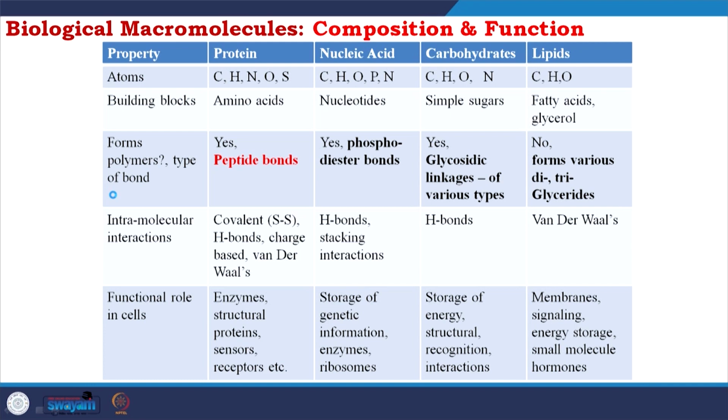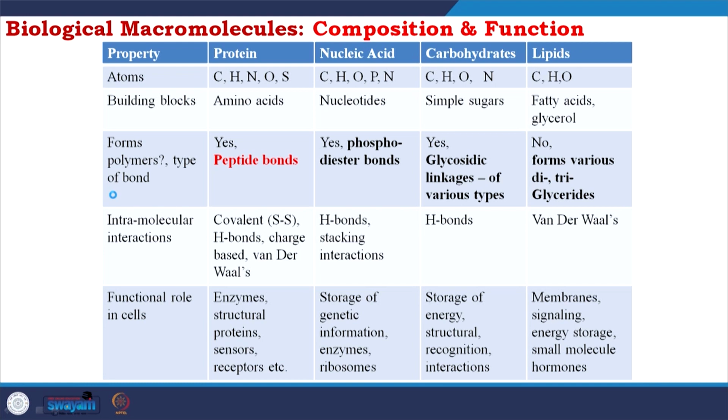What are the intramolecular interactions? For protein: covalent bond, disulfide between the cysteines, hydrogen bonds, charge-based interactions which are salt bridges, van der Waals interactions, base stacking and all. For nucleic acid: hydrogen bonding, stacking interactions. For carbohydrates: hydrogen bond. For lipid: mostly van der Waals, hydrophobic.